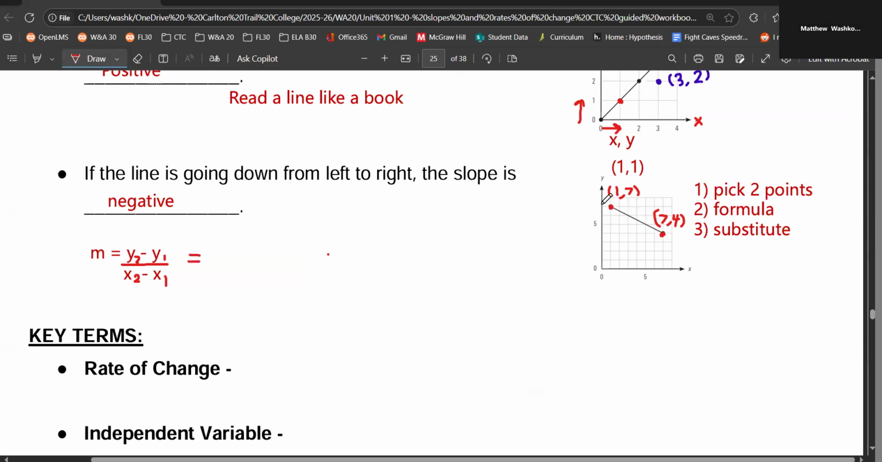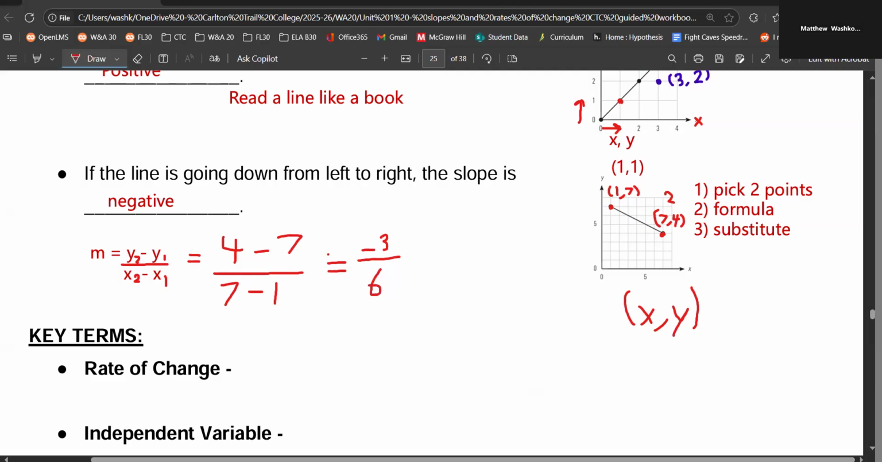Think about it. I read this line from left to right. What's the second y? 7? No, that's the x. Remember, it goes x, then y in your coordinates. So this is the second point I see here, and then the 4 is the y value. This is the first y value, which is 7. Now what's the second x? It's 7. What's the first x? It's 1. Okay, 4 minus 7, that is -3. 7 minus 1 is 6.